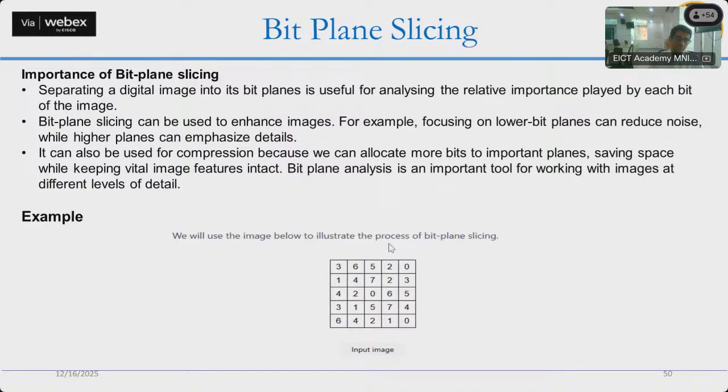So what we are saying, this is basically bit plane slicing. In bit plane slicing, we separate the digital image into its bit planes. Remember, the main focus word here is the plane, earlier it was the intensity values. That is useful for analyzing the relative importance played by each bit of the image. So whatever bits are there, we are able to see the role of it.